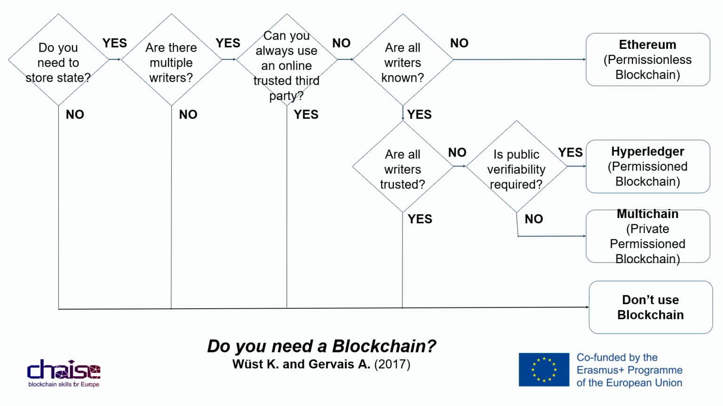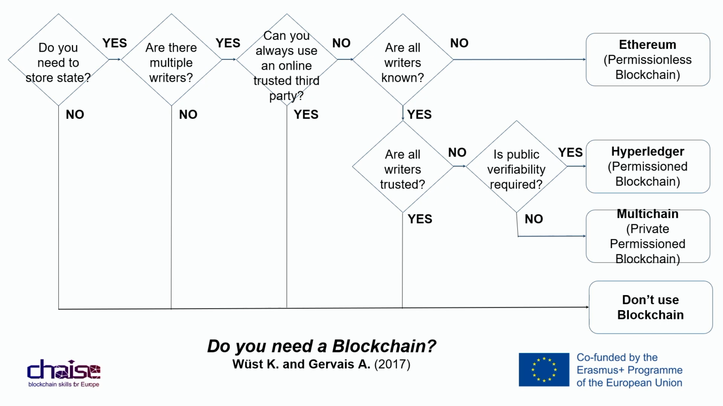If no, then you can use Ethereum blockchain, which is a permissionless blockchain. If the answer is yes, then there is another question: are all writers trusted? If yes, it means you know all the participants who are involved in the application or in the system, then you do not have to use blockchain. Then you can use centralized systems. But if the answer is no, then the next question is: is public verifiability required?